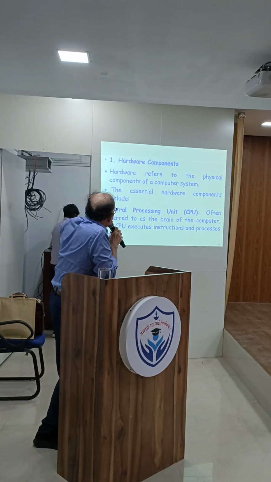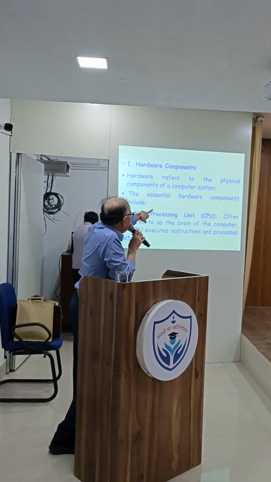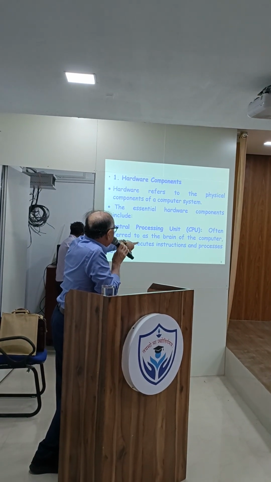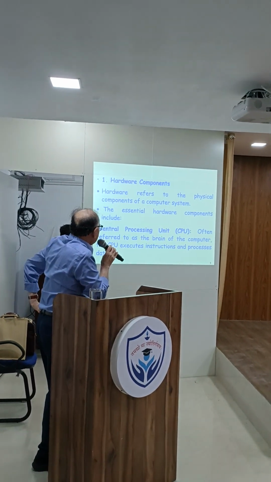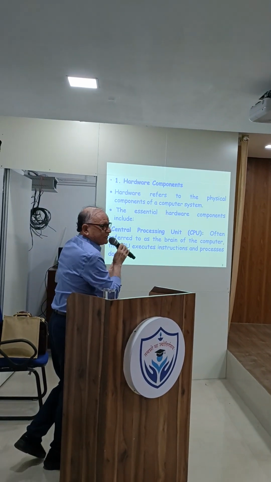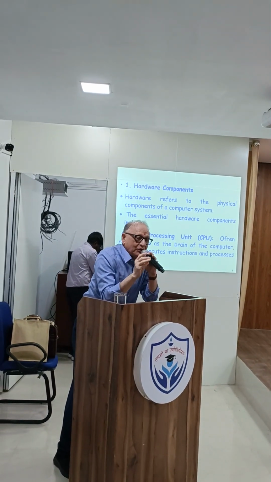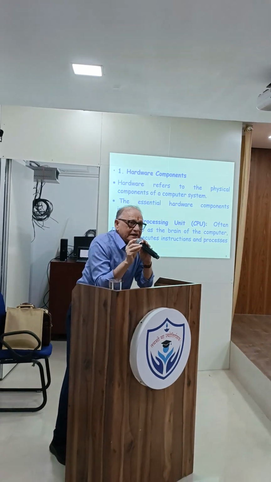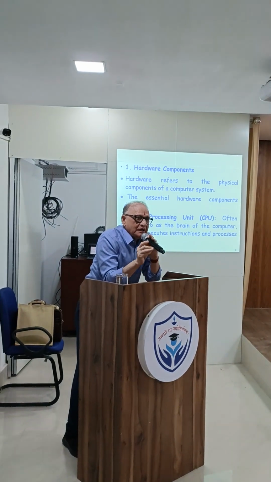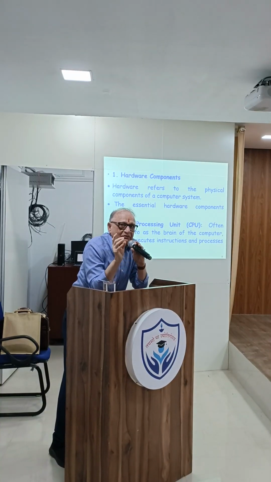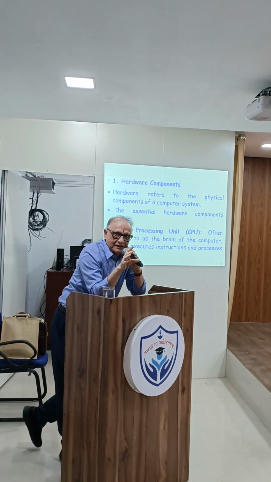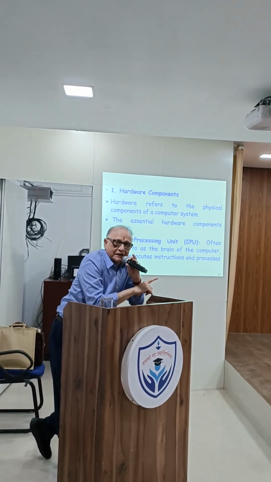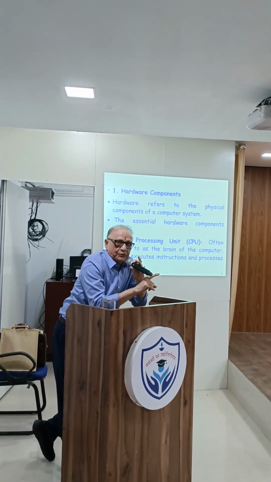See, hardware, as I said, refers to the physical components of a computer system. Essential hardware components include the CPU. It is the brain of the computer, just like the human brain. It executes instructions and processes data. So if you have a computer program, you must have data. Data and instructions work together to give you the program value, because when you run a program, you get a result. How? When the instruction is processed by the CPU, the Central Processing Unit of the computer.